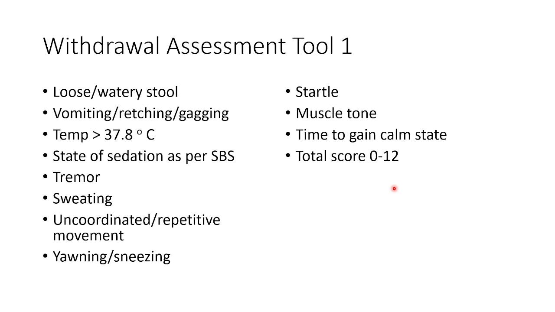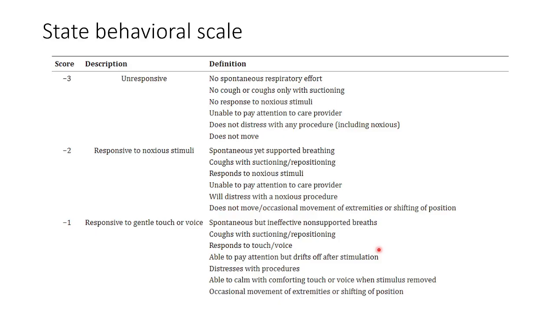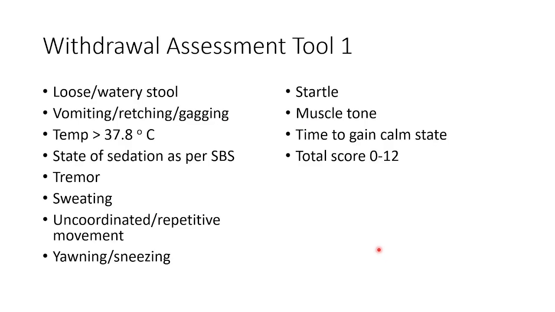The total score is 0 to 12, and more than 3 is considered a positive score. You can say that the child is having IWS. I have just mentioned the State Behavioral Scale here because it is recommended in the WAT-1 that you assess sedation as per the SBS.